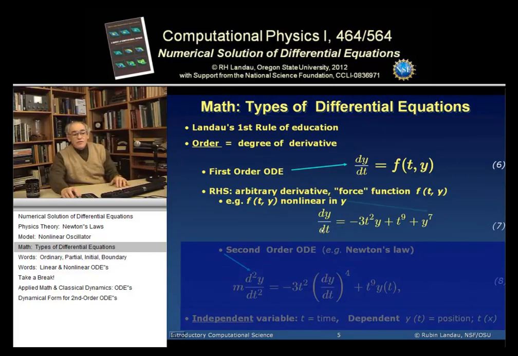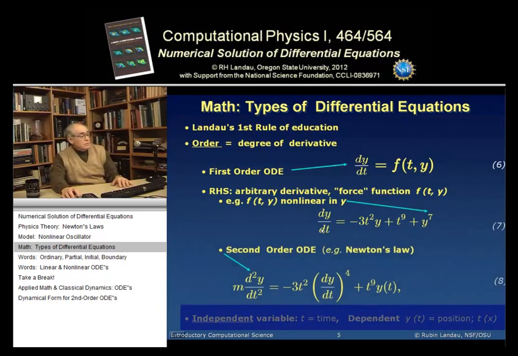A second order differential equation would be one such as Newton's law, Newton's second law if you want, and there we have ma, so d squared y by dt squared makes it second order. It could have the first order derivative raised to some power, but it's still second order because we're referring to the order of the derivative, not the power. Okay, that's what we mean.